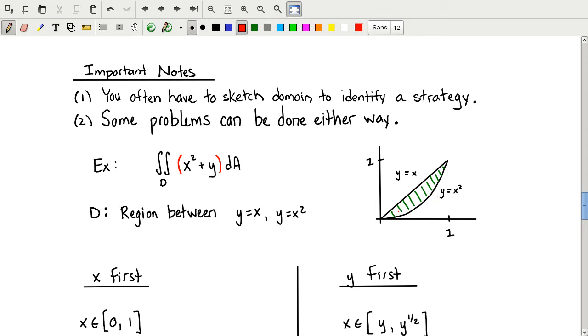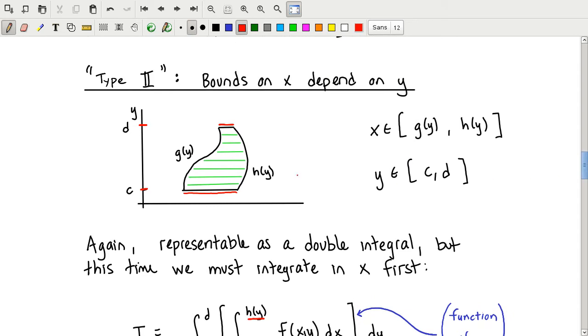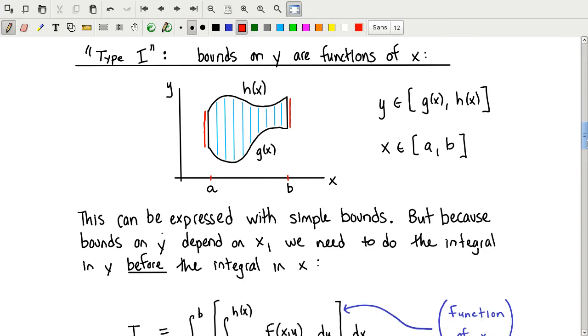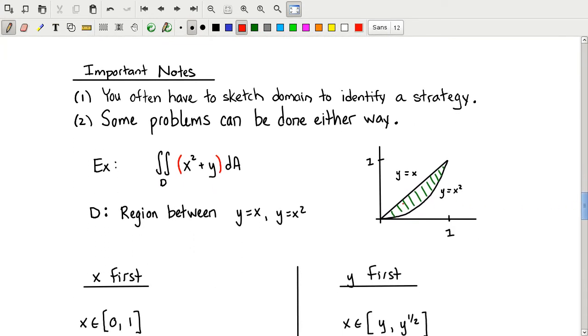Another way to think of this is to ask: is it easier to slice the domain into x slices or y slices? That's kind of indicative of what I've drawn here. This is easier to slice in the y direction, whereas a type 1 is easier to slice the domain into pieces in the x direction. So with this example, we can slice either in x or in y. Let's go ahead and set up both integrals. We'll do them both, and we'll see in the end that we get the same answer, as we should.